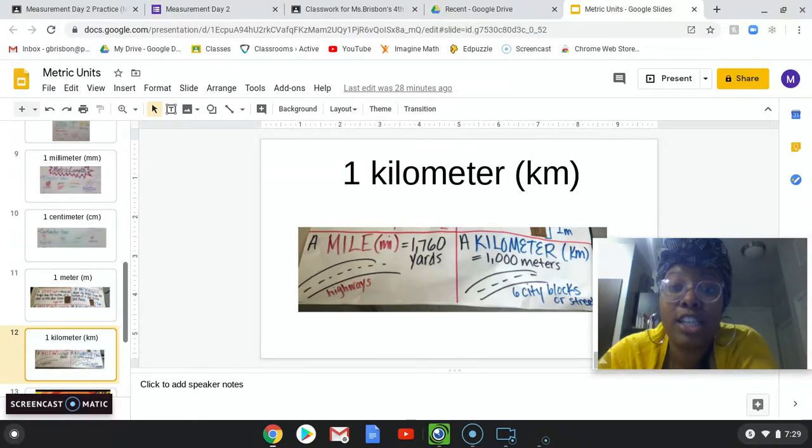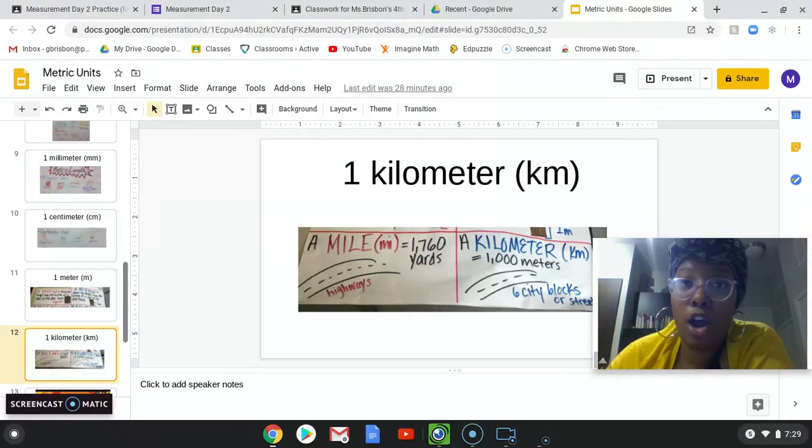And last but not least, a kilometer. That is very long, just like we looked at miles yesterday, okay? A kilometer, you're thinking of a highway. It is a long distance. Nothing in your house is probably a kilometer. So when you answer that question today, just like yesterday, you're thinking of things outside of your home.